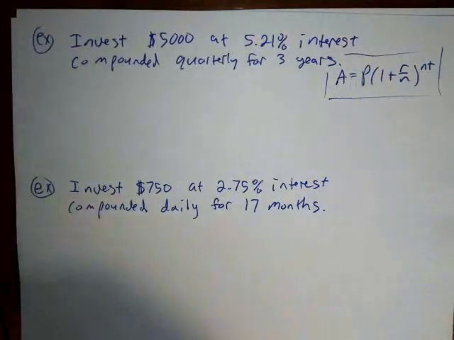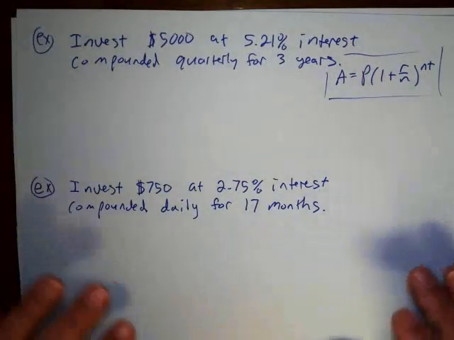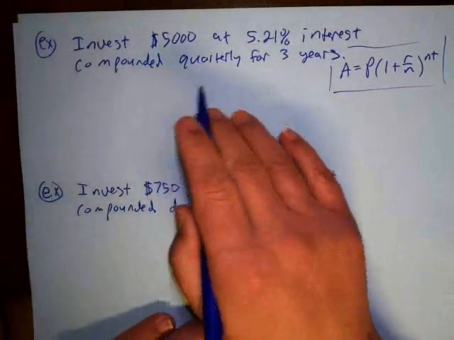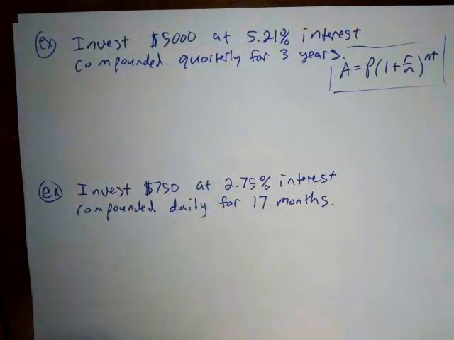Okay, so I'm going to invest $5,000 at 5.21% interest compounded quarterly for 3 years. And I always start with this one because I did an investment. One of my first CDs I got was at Veridian, and the interest rate was 5.21% compounded quarterly. And I can't remember if it was quite 3 years that I invested the money, but it was around that time.